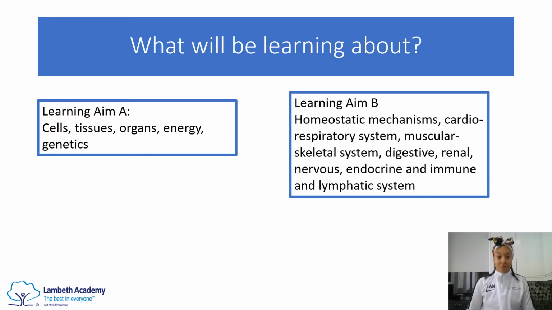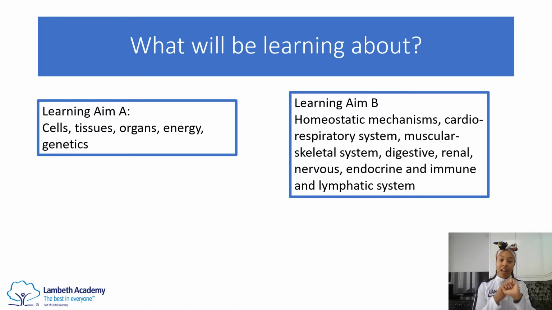Learning aim B, as we should already know because we've done our research, we are looking at all of the different bodily systems. So you've got your homeostatic mechanisms, your cardiorespiratory system, musculoskeletal system, digestive and renal. I've put those 2 next to each other because they link quite closely. We've got our central nervous system and our endocrine and immune and lymphatic system. Our endocrine system, as most of us were able to point out, is where our hormones are. It's the system that controls our hormones.